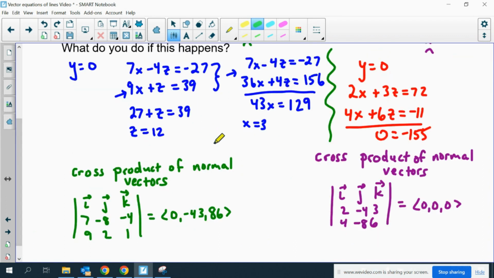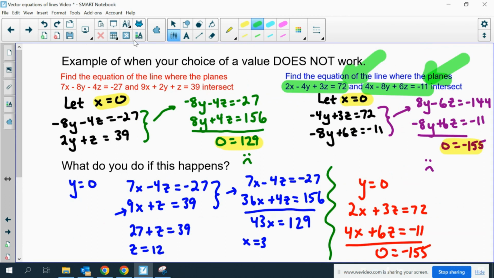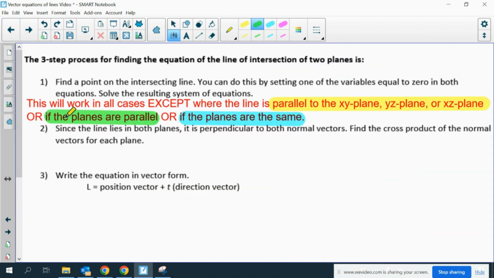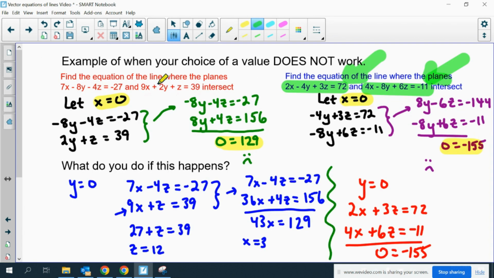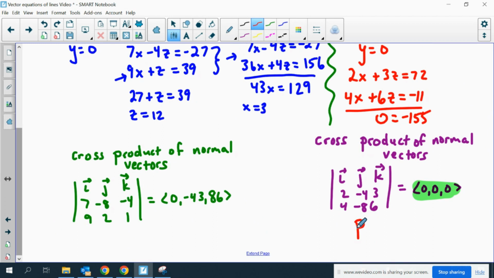And that makes sense when I look at the cross product of the one on the right. The cross product of these two normal vectors is 0, 0, 0. So basically what's happening is I can't move anywhere. So my direction vector is a non-vector. So this is the case where the planes are parallel. Doesn't matter what x is, doesn't matter what y is, I can't make this work. So these planes are parallel.